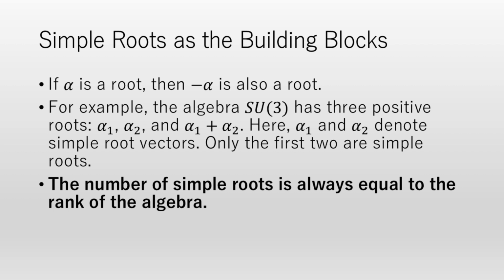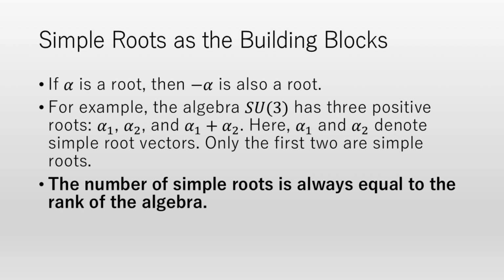Roots always occur in pairs. If alpha is a root, then minus alpha is also a root. We therefore choose one half of the roots and call them positive roots. Among the positive roots, some can be written as sums of other positive roots. Those are not fundamental. The positive roots that cannot be decomposed in this way are called simple roots. For example, the algebra SU(3) has three positive roots, alpha 1, alpha 2, and alpha 1 plus alpha 2. Only the first two are simple roots. The third is obtained simply by adding them together.